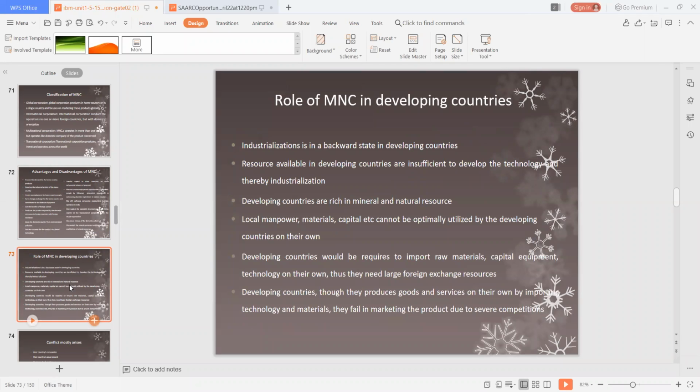Role of MNCs in developing countries. Industrialization is in a backward state in developing countries. Resources available in developing countries are insufficient to develop technology and thereby industrialization. Developing countries are rich in mineral and natural resources, local manpower and materials, but these cannot be optimally utilized by the developing countries on their own. They would be required to import raw materials, capital equipment and technology, thus they need large foreign exchange resources. Though they produce goods and services by importing technology and materials, they fail in marketing the product due to severe competition. So, that is the role of MNCs in developing countries.